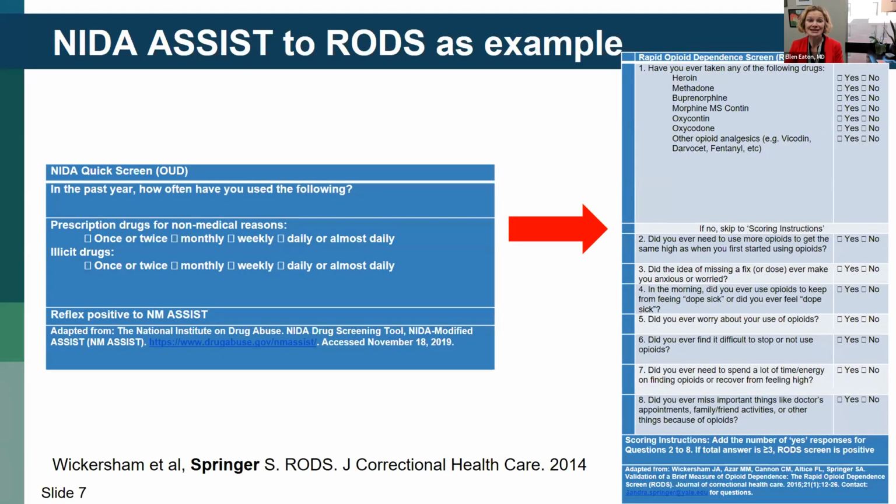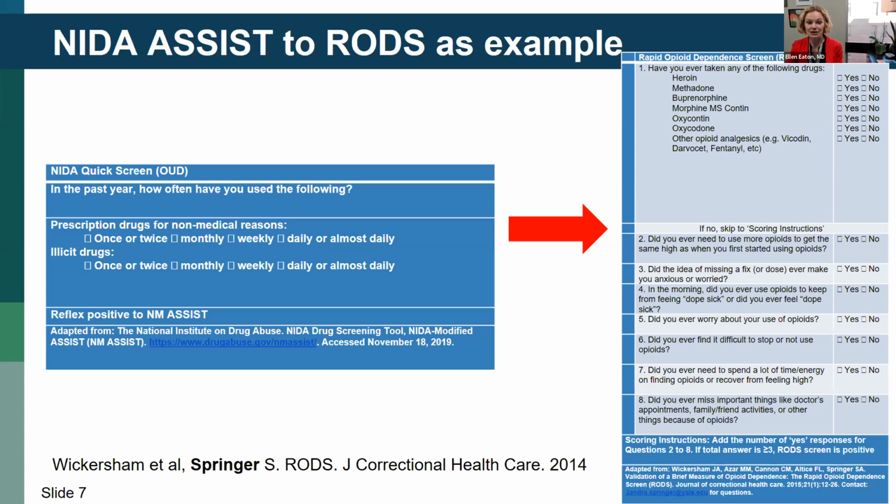As an example, there is a NIDA ASSIST tool that I recommend. It is on the left. It is 2 questions, very straightforward, validated in criminal legal settings. For example, prescription drug use for non-medical reasons is one question we ask, and we ask the frequency after we've asked about substance use. And then you can reflex, if positive, to, on the right, this rapid opioid dependence screening, which gets a little bit more granular detail about the type and nature and frequency of substance use.